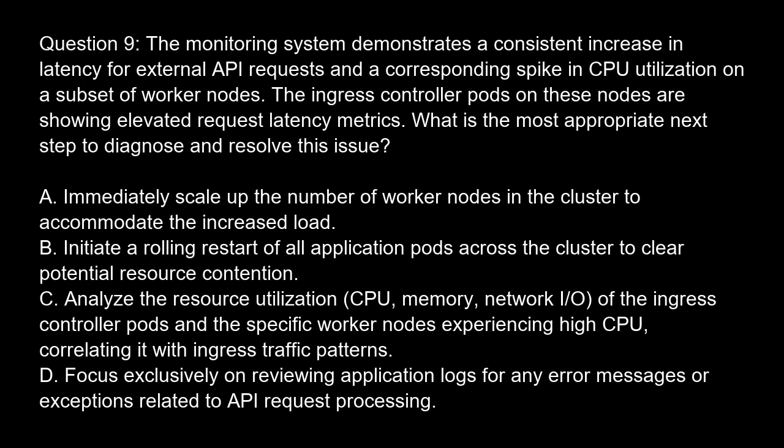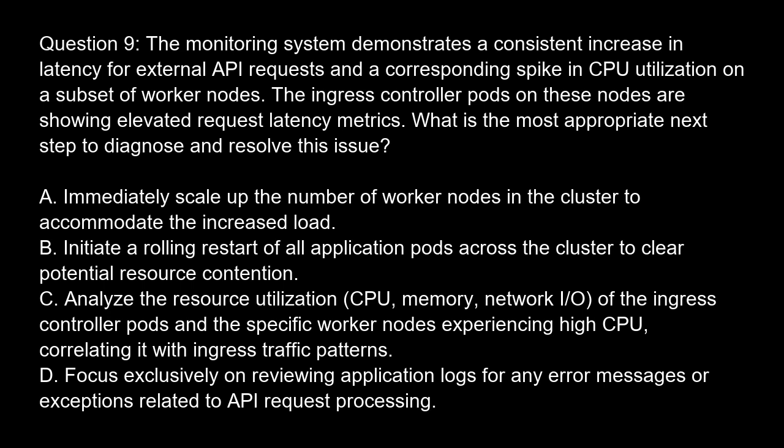Question 9. The monitoring system demonstrates a consistent increase in latency for external API requests and a corresponding spike in CPU utilization on a subset of worker nodes. The ingress controller pods on these nodes are showing elevated request latency metrics. What is the most appropriate next step to diagnose and resolve this issue?